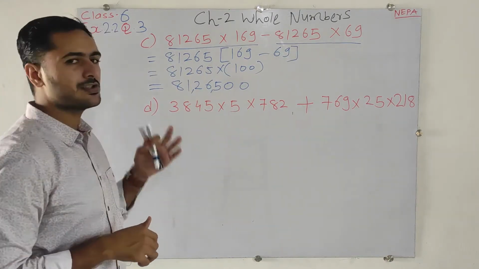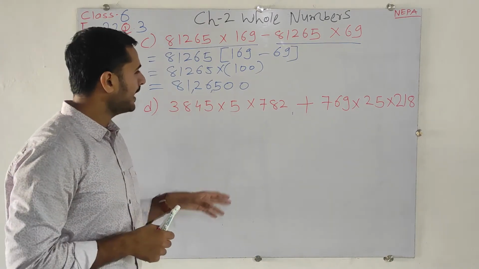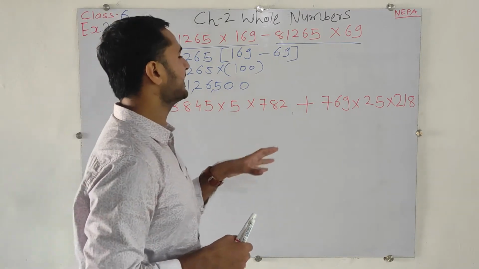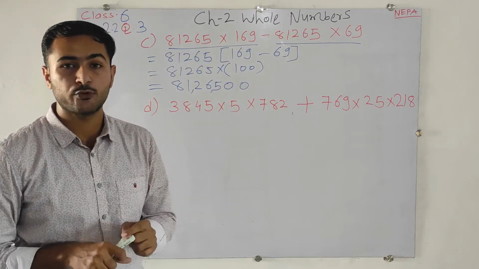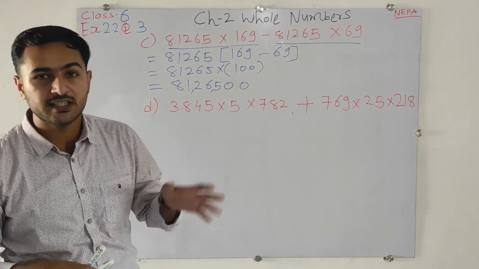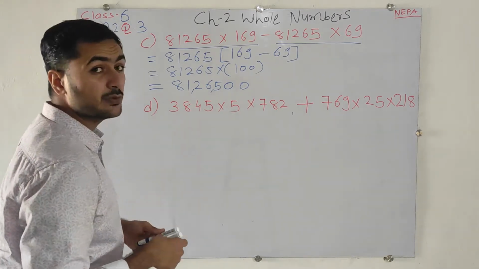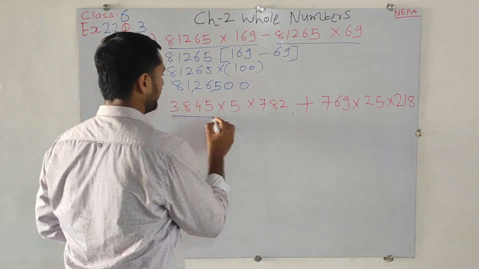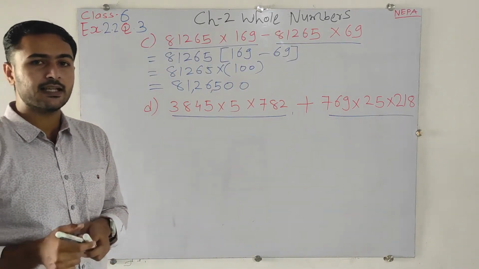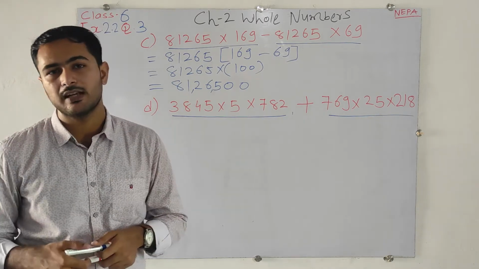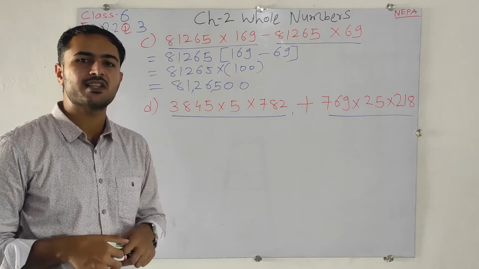Now the sub question D of question number 3, that is 3,845 multiplied by 5 multiplied by 782 plus 769 multiplied by 25 multiplied by 218. Okay, this is something different than the 3 questions we did recently. Now here, first of all, just identify the terms. So first and the second. Okay. Now, by the observation, we can say that there are no common terms which are similar. Okay, no number is there in these 2 terms which is the same.